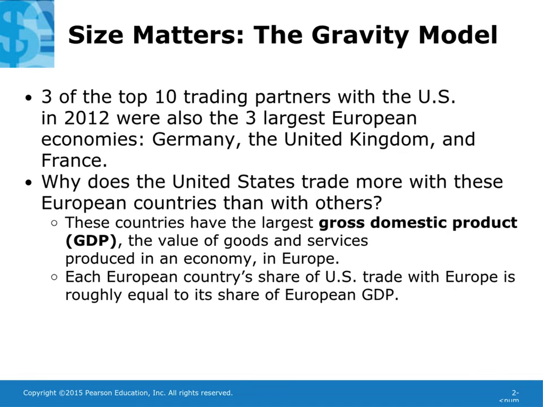Now we move to a core pillar of the gravity model, economic size. If we look at Europe, the US trades most with Germany, the UK, and France. Why these three? Quite simply, because they have the largest gross domestic product, GDP, in the region. The data shows a nearly perfect correlation. A country's share of trade with the US is almost exactly equal to its share of total European GDP. This confirms that size matters. Large economies produce more to sell and have more income to buy, making them natural magnets for international trade.